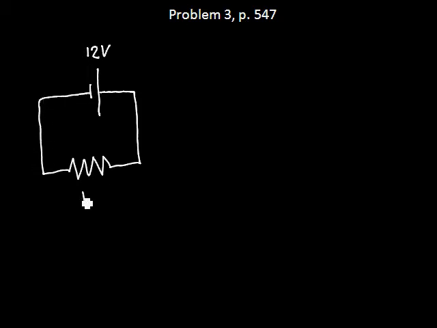So we have a car battery which has a nominal voltage of 12 volts. And we're connecting that to some external load which has resistance R, and that's our starter motor. So you turn the ignition in your car, it closes this circuit, and the 12 volts in your battery is connected to the starter motor.